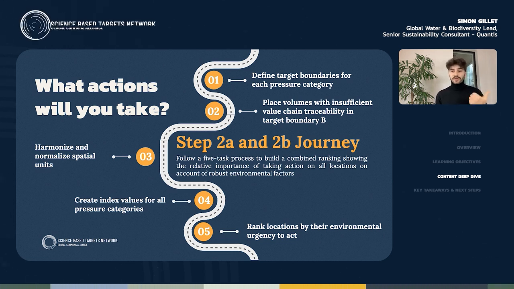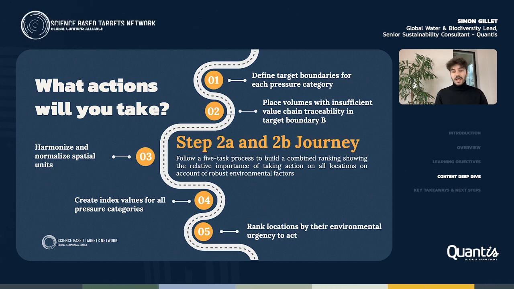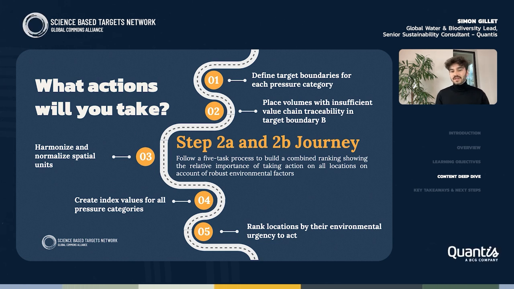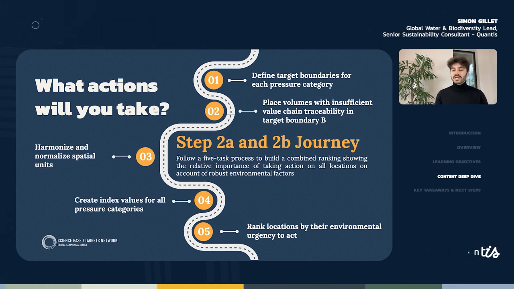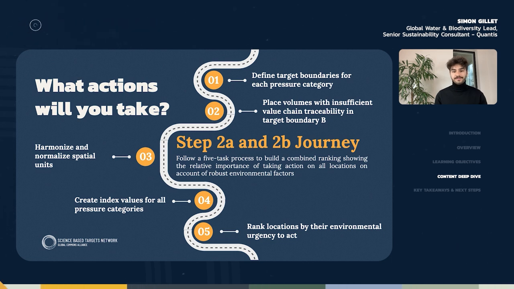So your first task will be to define target boundaries for each pressure category. Volumes with insufficient value chain traceability will then be placed in target boundary B. You will then harmonize and normalize spatial units. And from this, you will be able to create index values for all pressure categories. Finally, using these index values, you will be able to rank locations according to their environmental urgency to act.